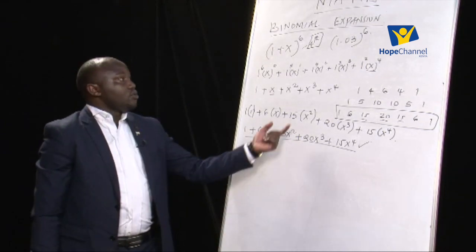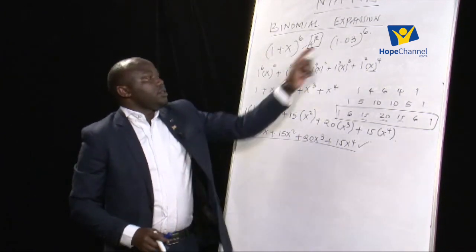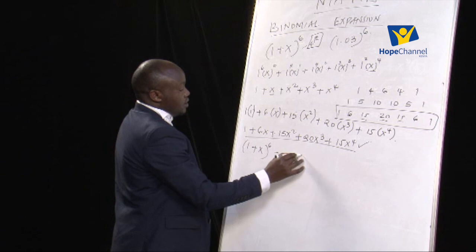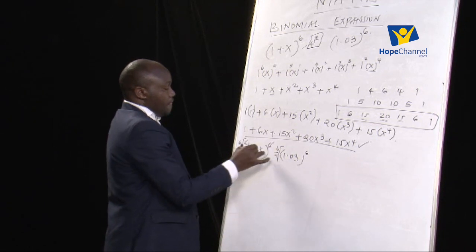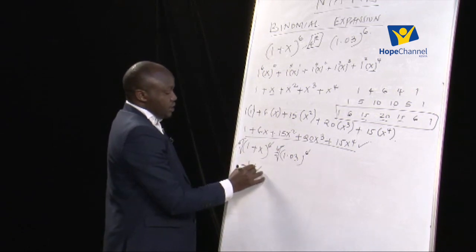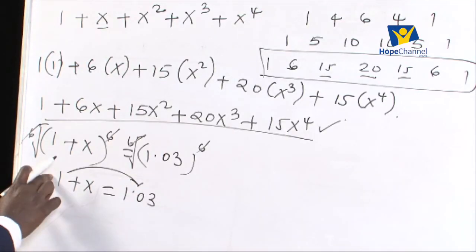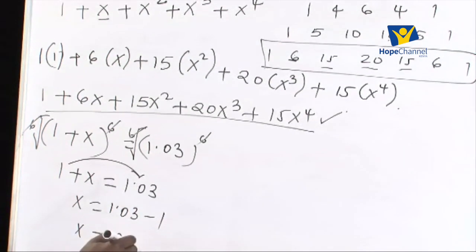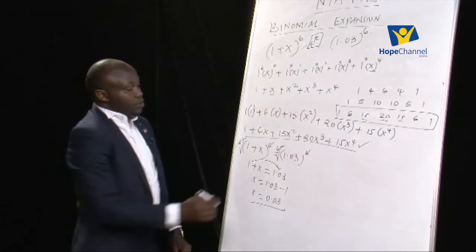But now we are going to use this expansion to solve for 1.03. I said the next step to do what? Equate the two expressions. So I'm going to have 1 plus x raised to power 6 is equals to 1.03 raised to power 6. From here we find what? The 6th root. This will cancel with this. So we have 1 plus x is equals to 1.03. Get the value of x. Take this, the other side of the equal sign is positive. So once it crosses the equal sign, it becomes what? A negative. So I'm going to have x is equals to 0.03. So wherever I have x in this equation, I replace with 0.03 to obtain the rightful answer.